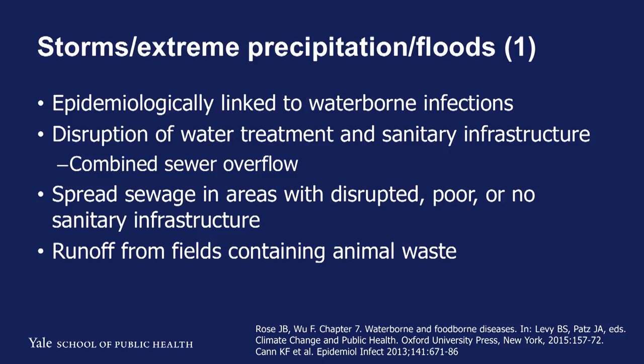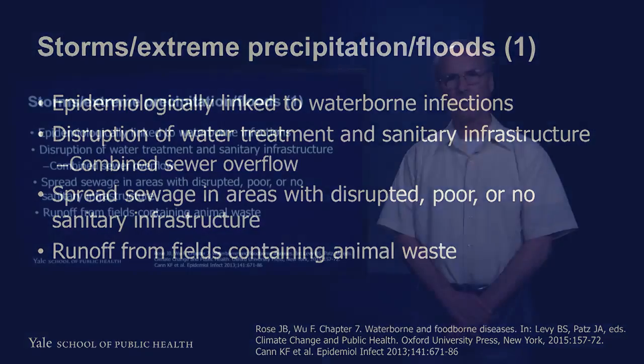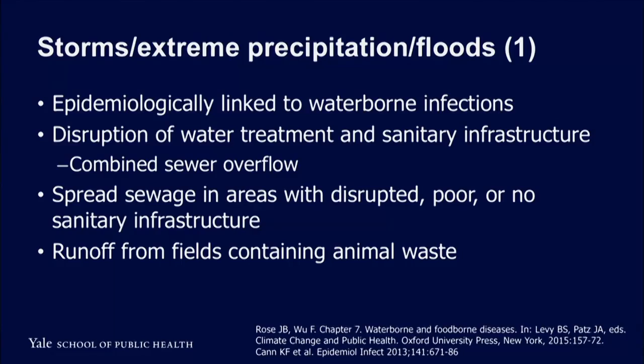Okay, so we dealt briefly with temperature. Now let's look at storms, extreme precipitation, and floods in relation to waterborne infections. Number one, I'm not going to show these data, but take my word for it. These events have been epidemiologically linked to waterborne infections. Let's focus on the mechanism. First, we could have disruption of water treatment and sanitary infrastructure. One of the specific concerns is combined sewer overflow, which I'll get back to.